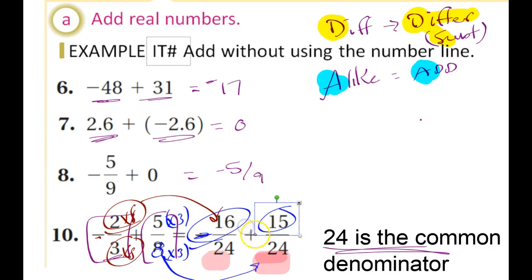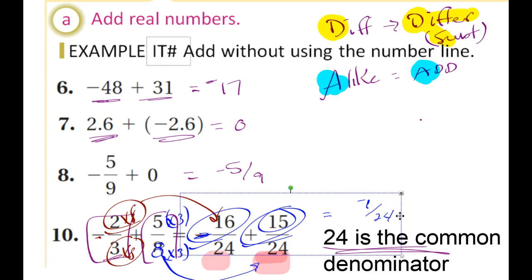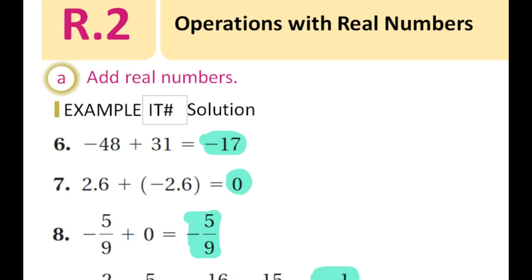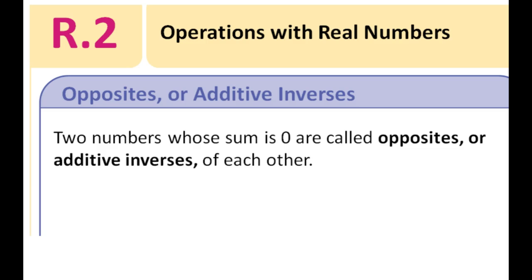-16 and a +15. Signs are different, so I'm going to subtract. That's 1, and keep the sign of the larger. So I would say this answer would be negative 1/24. And it looks like the author here agrees.